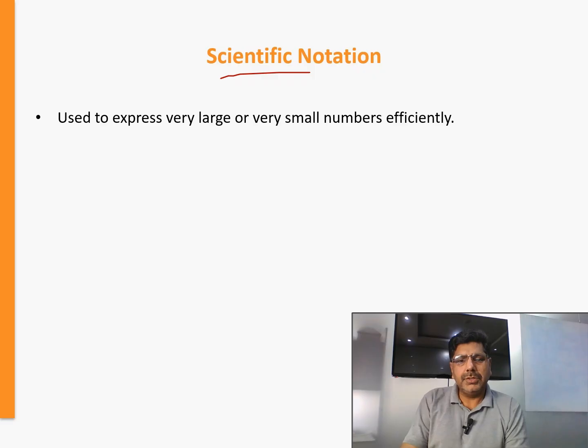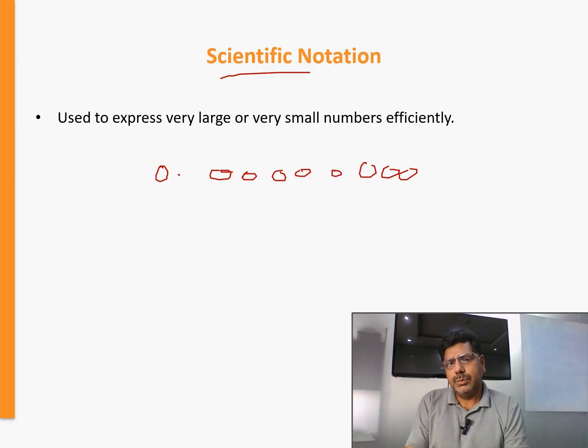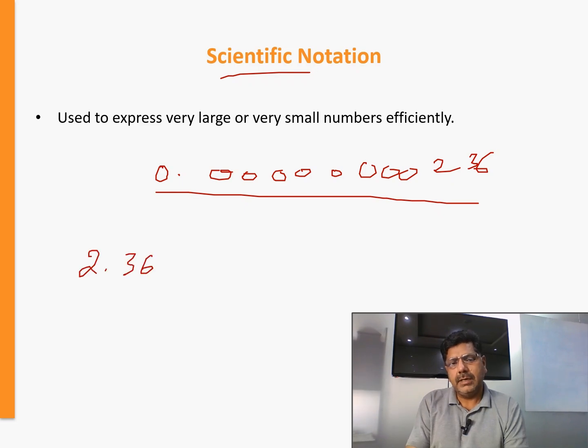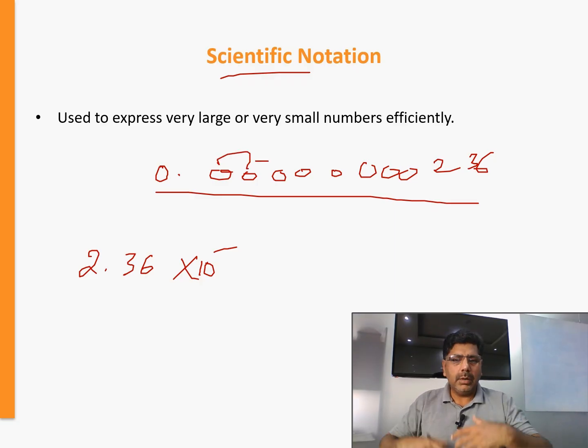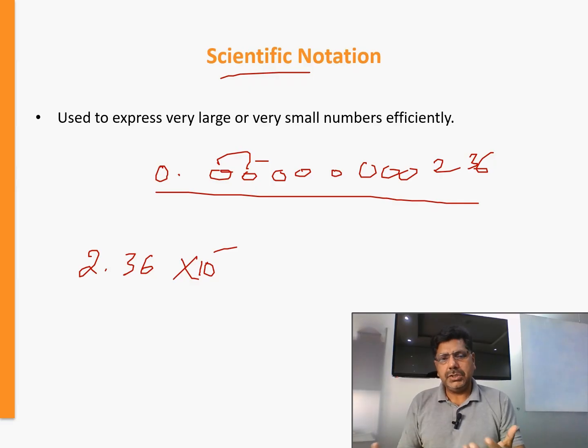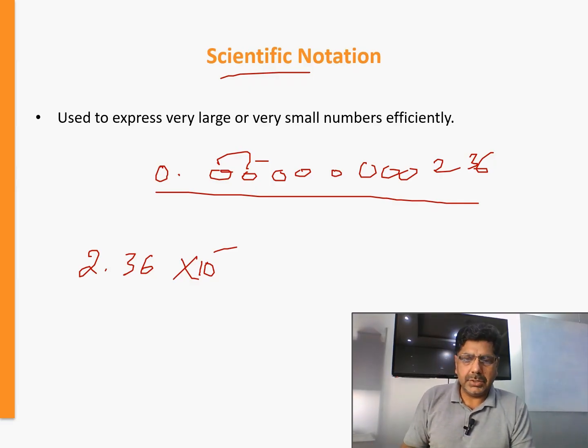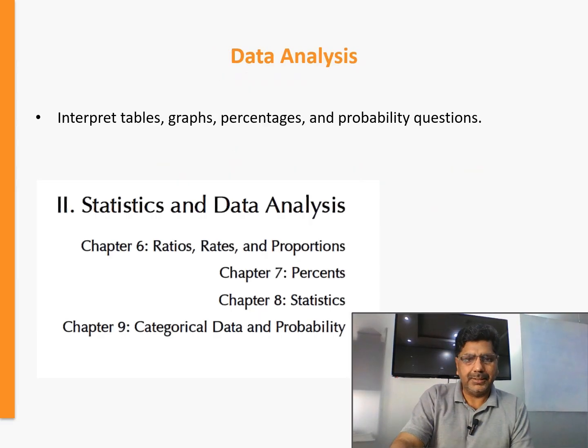Then scientific notation. It's a big number, for example 0.0000236. It's taking too much space, so we can write it as 2.36 times 10 raised to the power minus, depending on how many zeros there are, so we will put it. So we will learn how to write a number in scientific notation and from scientific notation to the standard form.